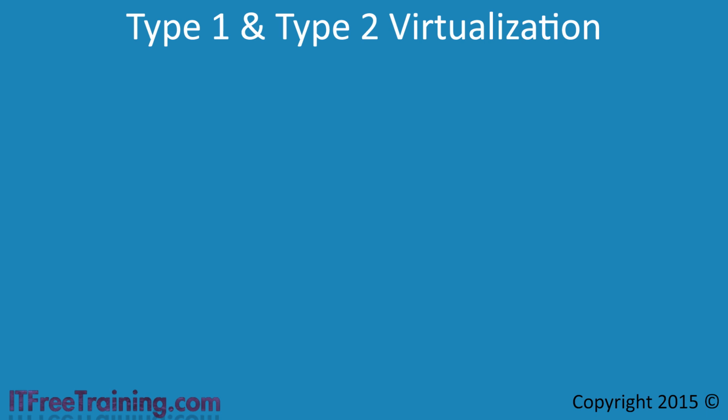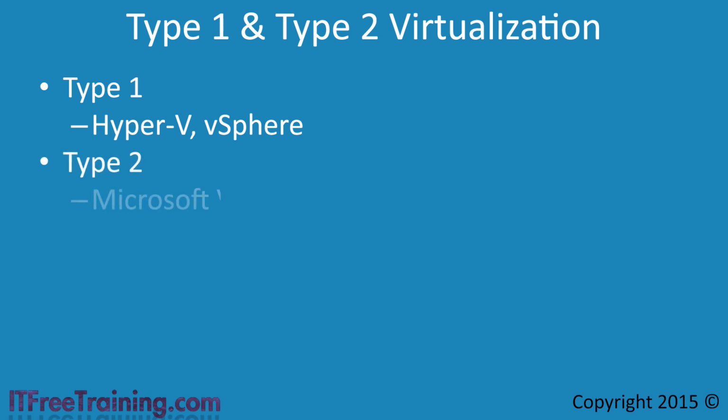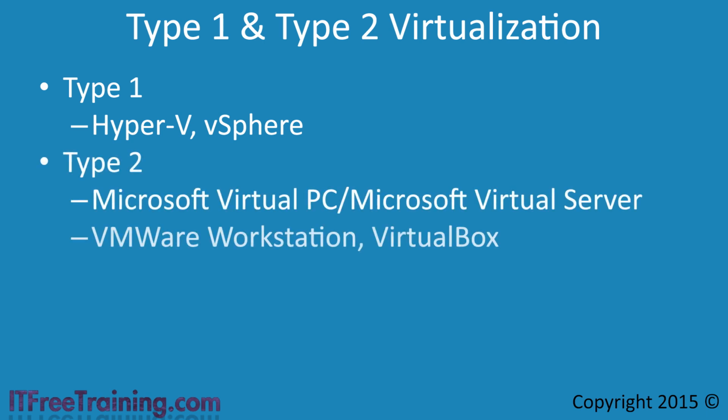Type 1 virtualization solutions include Hyper-V and vSphere. The advantage of Hyper-V is that you can run Windows as well as the virtualization solution. With vSphere, you require a dedicated server to run the virtualization. The other option is to run a Type 2 virtualization solution. These include Microsoft Virtual PC, Microsoft Virtual Server, VMware Workstation, and VirtualBox. The advantage of these is that they do not require a dedicated computer or special hardware in order to run.